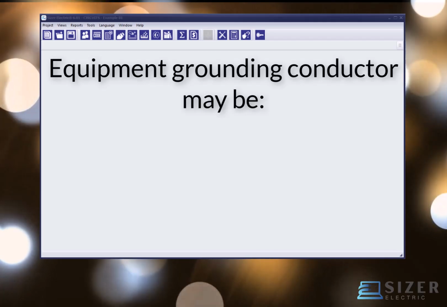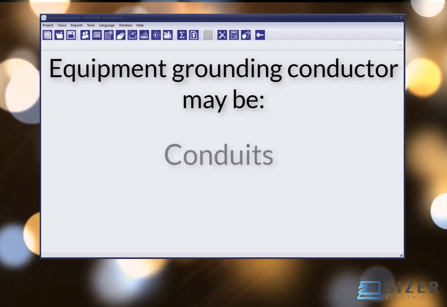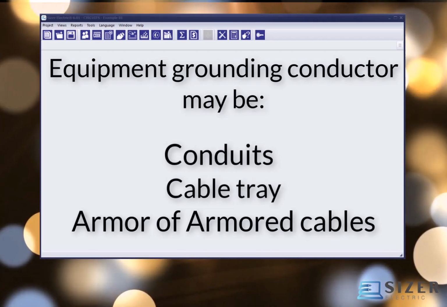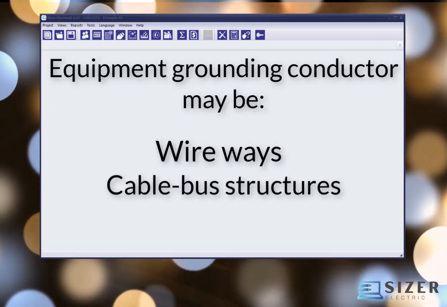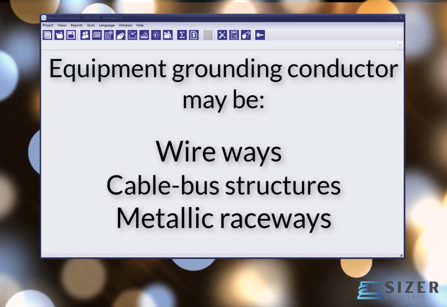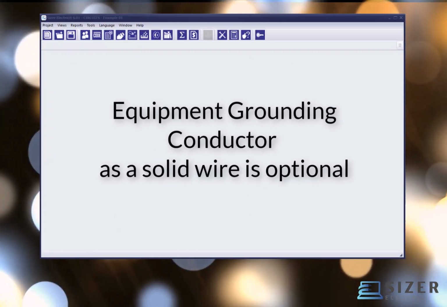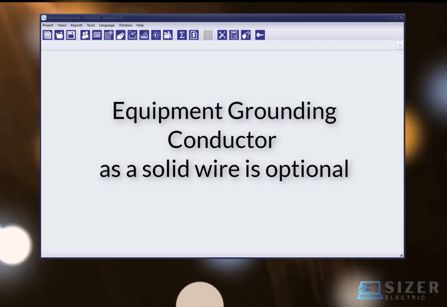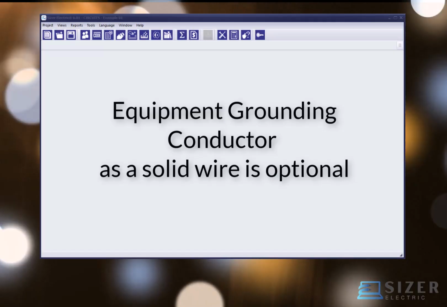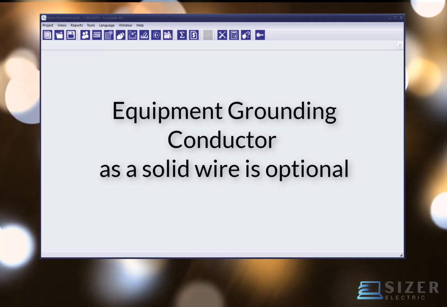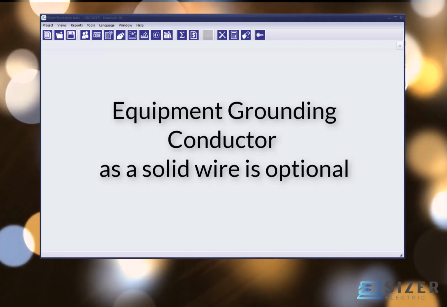However, it also permits one or a combination of different types of conduit, cable trays, armored cables, wireways, cable bus structures, and other metallic raceways. For this reason, although grounding protection is required by the code, the selection of an equipment grounding conductor is optional, since the installation may use a conductor or other permitted means to protect users.